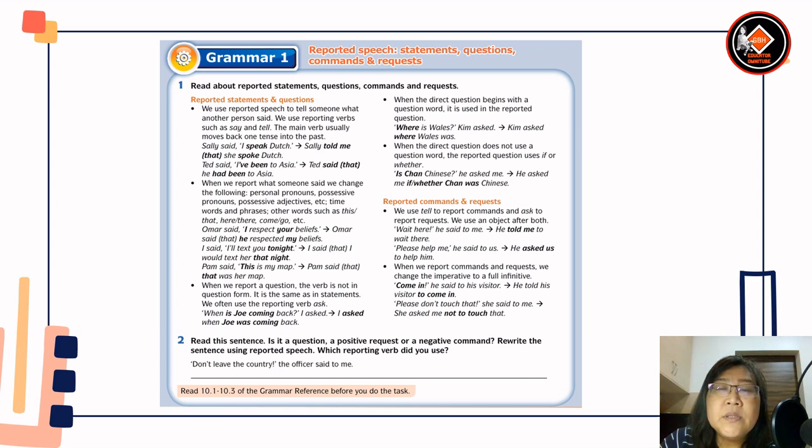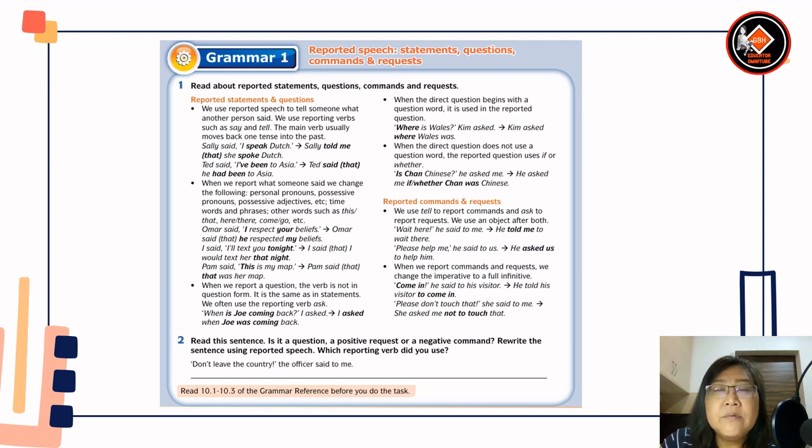When the direct question does not use a question word, the reported question uses if or whether. Is Chan Chinese? He asked me. He asked me if or whether Chan was Chinese. Now let's look at reported commands and requests. We use tell to report commands and ask to report requests.